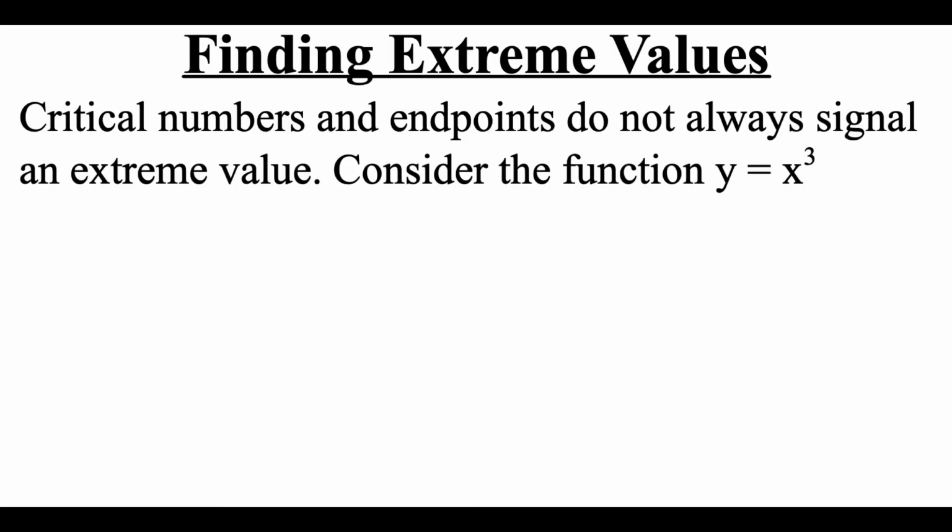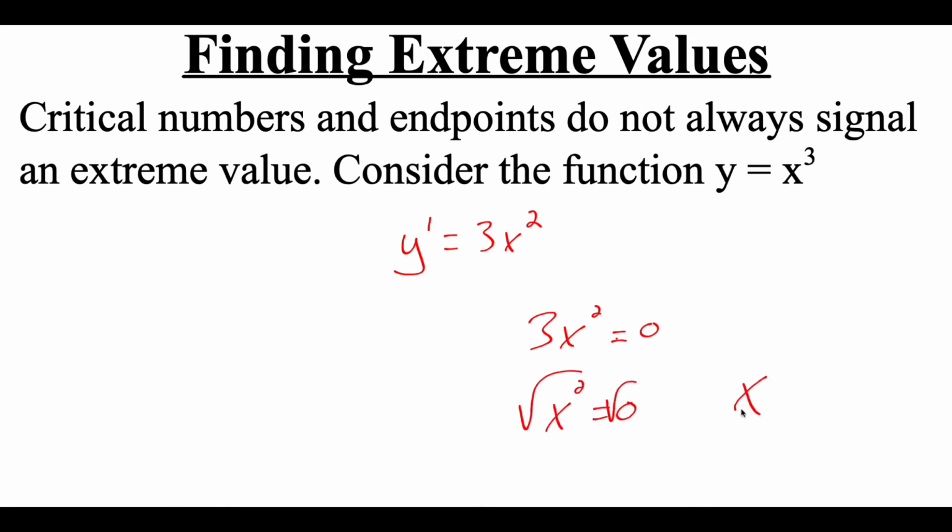Now one last thing that I want to talk about real quick is that critical numbers and endpoints don't always signal an extreme value. If we look at the function y equals x cubed, if we do its derivative, that's going to be 3x squared. One way to find critical numbers is by figuring out where the derivative is equal to 0. So if I take this 3x squared and set it equal to 0, divide the 3 over, I get x squared equals 0, square root both sides, so we've got a critical number happening at 0.